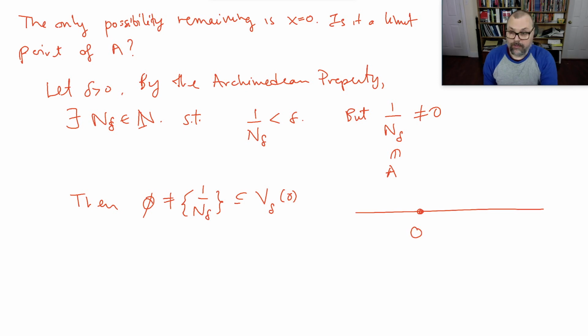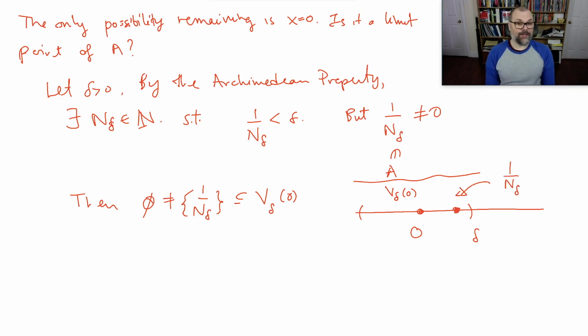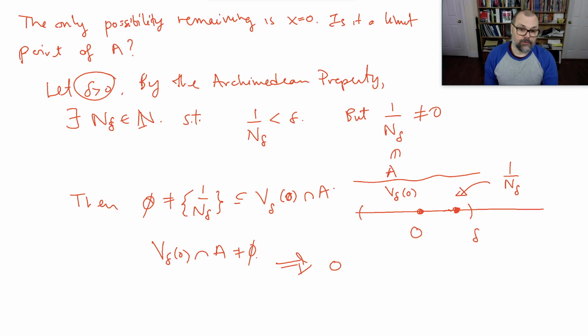Here's 0. You've given me a delta, and I build the interval V delta at 0. And by the Archimedean property, I know that there's at least one point in here, which is 1 over n delta. Now, there's more than one. All of the subsequent points would also be in there, but there's at least one. And so the intersection of V delta of 0 with A is not empty, and it contains something which is not 0. And this is true no matter what delta I've picked, so you would conclude that 0 is a limit point of A. In fact, it is the only such limit point.